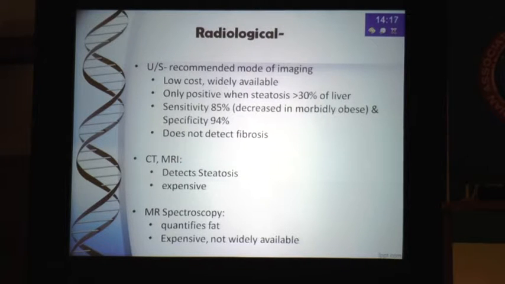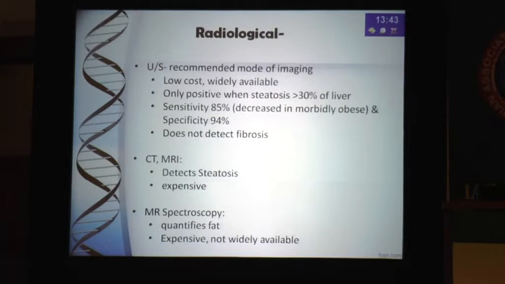Radiologically, the most commonly done is ultrasound, because it is low cost and widely available. It's only positive when the steatosis is more than 30% of the liver. Sensitivity and specificity are good, but the sensitivity decreases as the person becomes obese. But remember, it cannot detect fibrosis. CT and MRI don't add much to the ultrasound. Rather, they are expensive, and CT involves radiation. So ultrasound is the most commonly used investigation. The only disadvantage is that it cannot differentiate between NAFL and NASH.